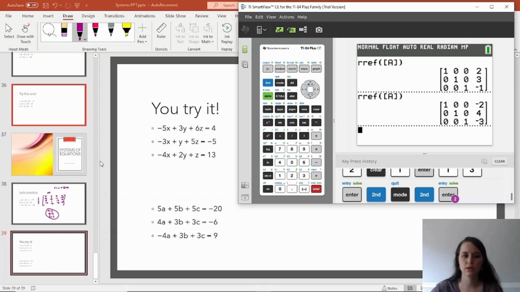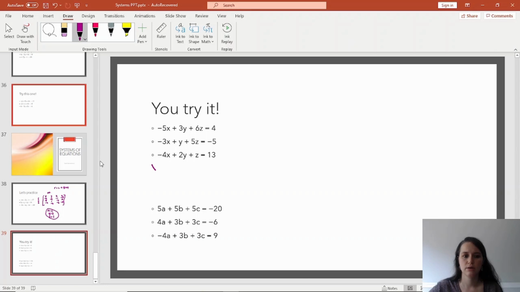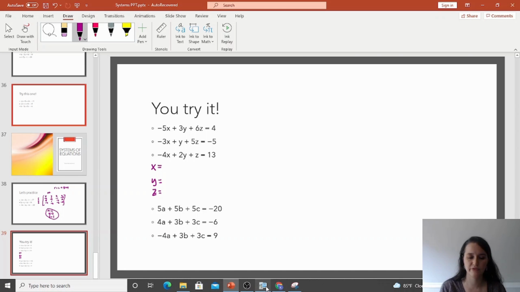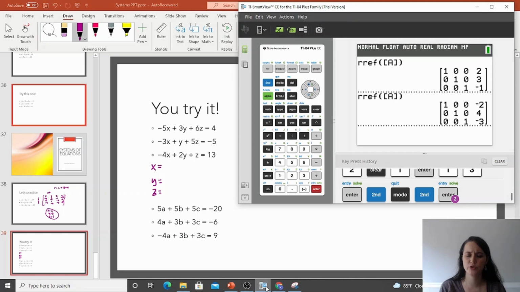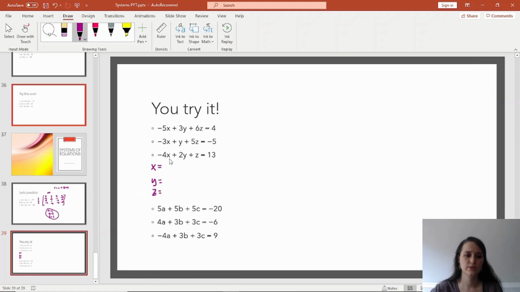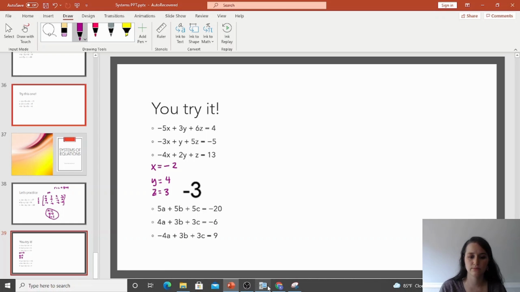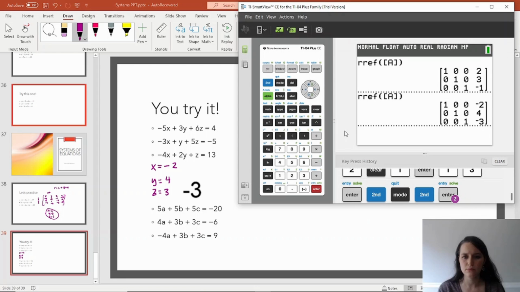Let me see if I can write this at the same time. So X equals, I can't, that's okay. And I conveniently forgot all the numbers. Negative 2, 4, 3. Okay. So X was negative 2, Y is 4, Z is 3. I'd say you can use this with smaller systems as well.